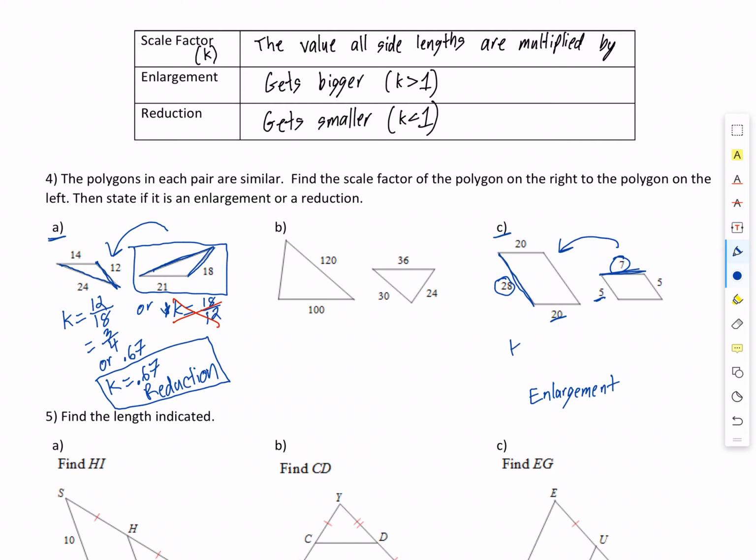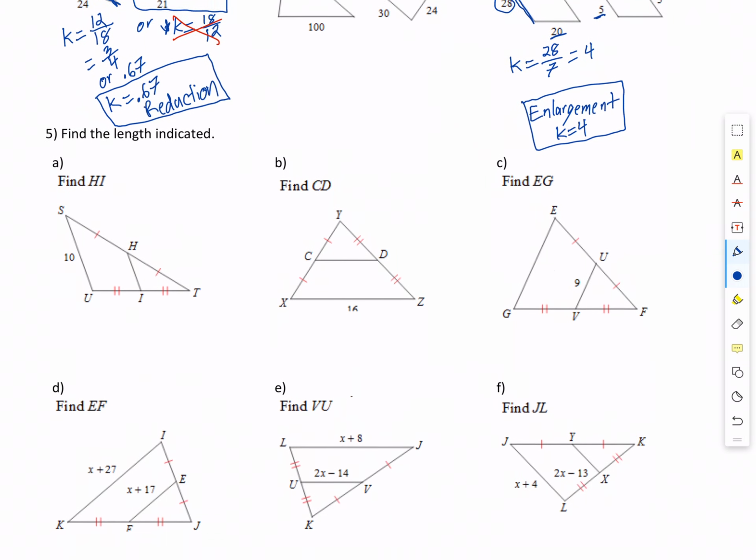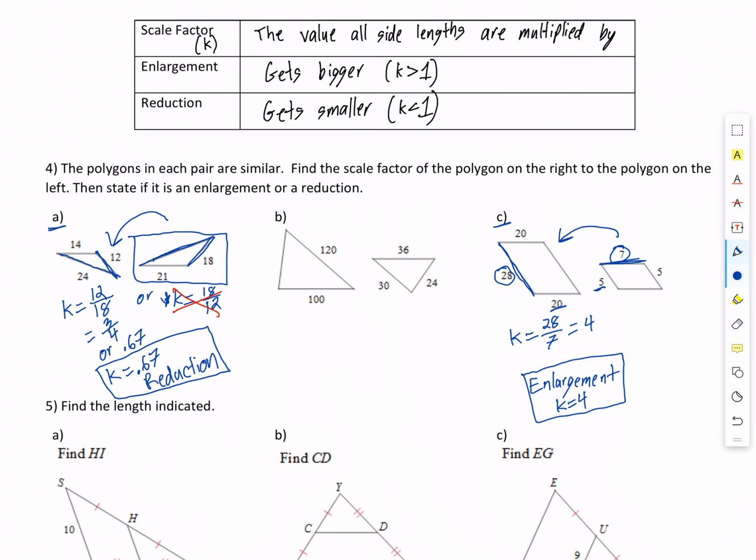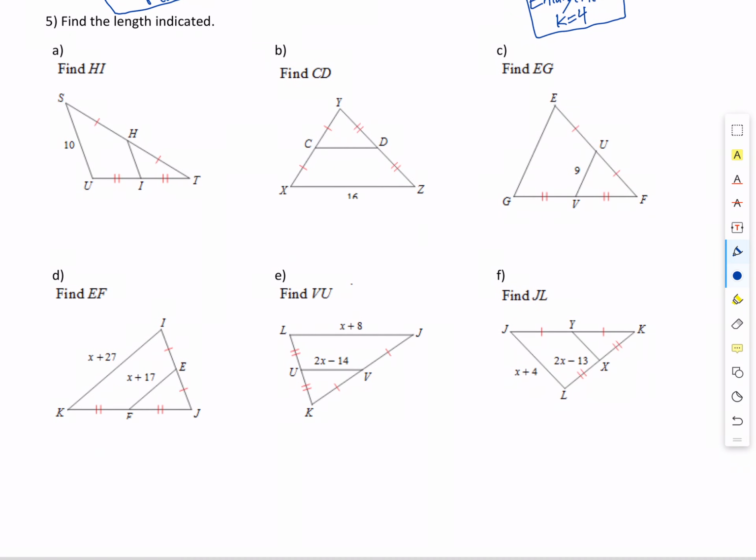And so our K is going to be, we know it's getting bigger, so we take 28 and divide it by 7. And so that is equal to 4. So we have an enlargement, and our K is equal to 4. Awesome. So that's how we do that. Keep looking down here. So now we're going to get into things a little bit more complicated, but we're kind of meshing together what we did up here with our scale factor and then our triangles.